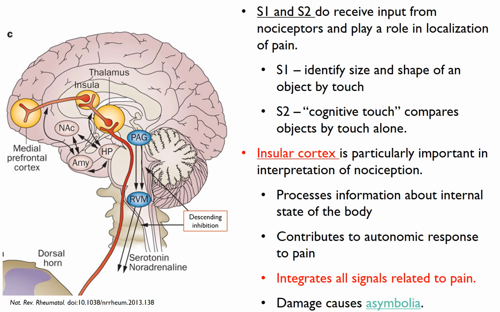experience that we want to not experience again. The insular cortex not only processes information about the internal state of the body, it can contribute to that physiologic autonomic response to pain. It does a lot of integration of signals that are related to pain, and damage causes a syndrome called asymbolia. I'm not going to go into that here, and I'm not going to hold you responsible for that, but there's a hyperlink to it if you are interested in learning more. So most importantly is insular cortex in its ability to tell you that nociception or pain is unpleasant.